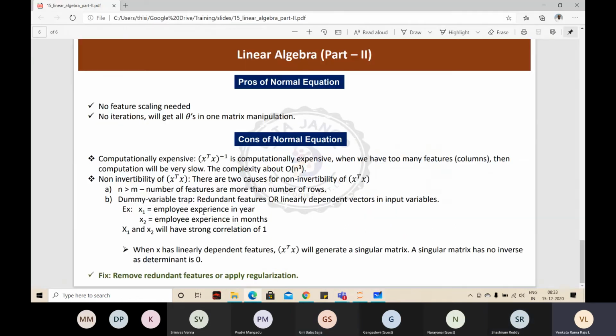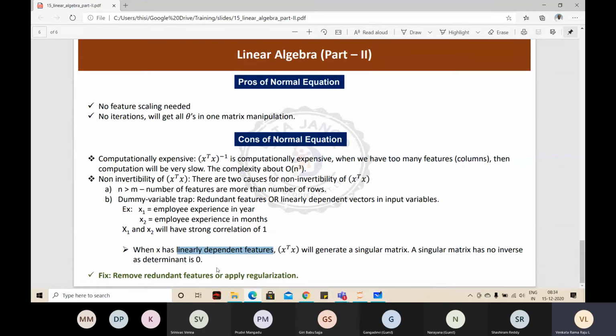There is another example I have given: employee experience in years and employee experience in months. You have 2 columns, right? They are strongly correlated. In that case, you will get a singular matrix when X has linearly dependent features. This is linear algebraic terminology. Linearly dependent feature means you take one column and multiply it with some number, and you can generate another column. If you see this, experience in years and months, you divide months by 12 and you get this column. You multiply this by 12 and you get the other column. So they are called linearly dependent columns.